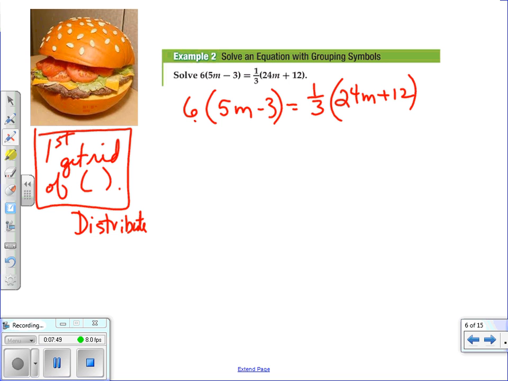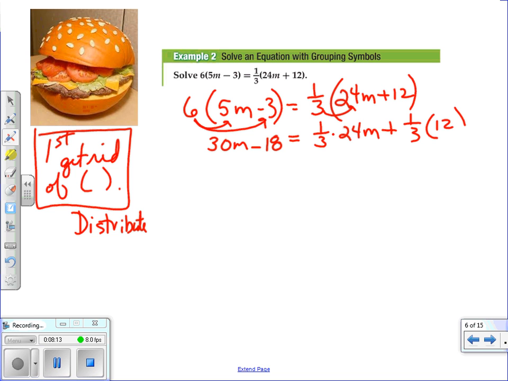All right. 6 times 5m is 30m. And 6 times negative 3 is negative 18, right? Now, 1/3, let me write this one out, times 24m, right? Plus 1/3 times 12, okay?